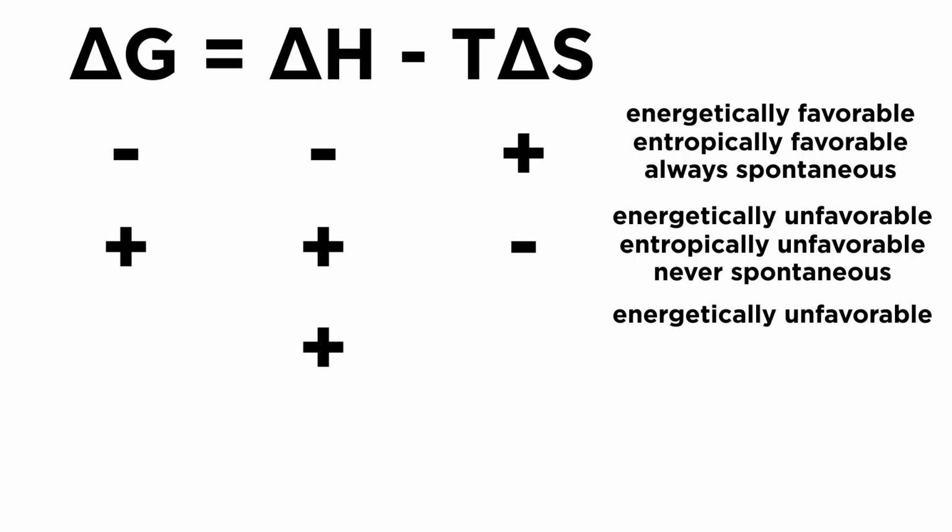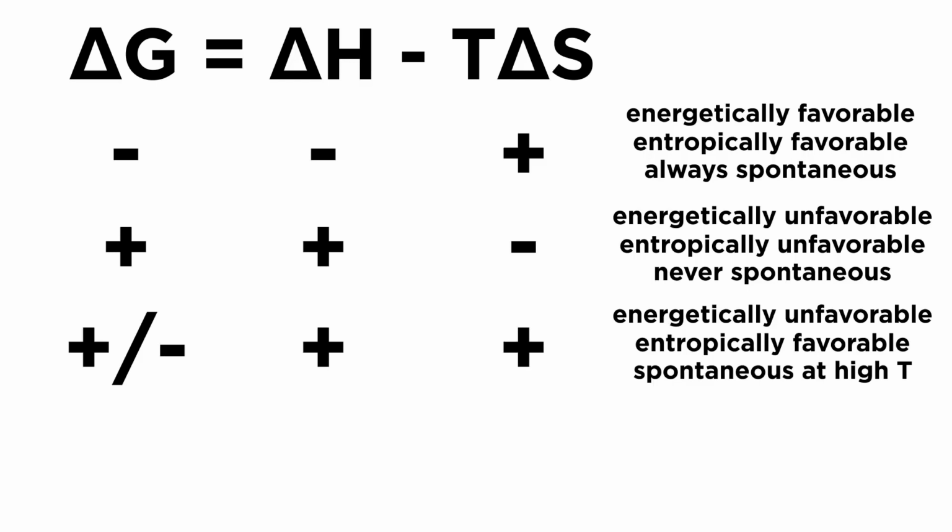If delta H is positive or endothermic, that energetic unfavorability could be outweighed by the other term if the process is entropically favorable. And since T is here, this factor will increase with a larger T, so entropically favorable processes are more likely to be spontaneous at higher temperatures.